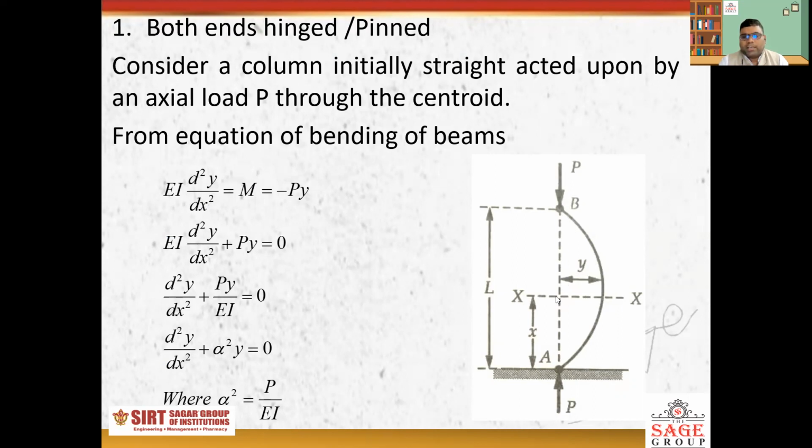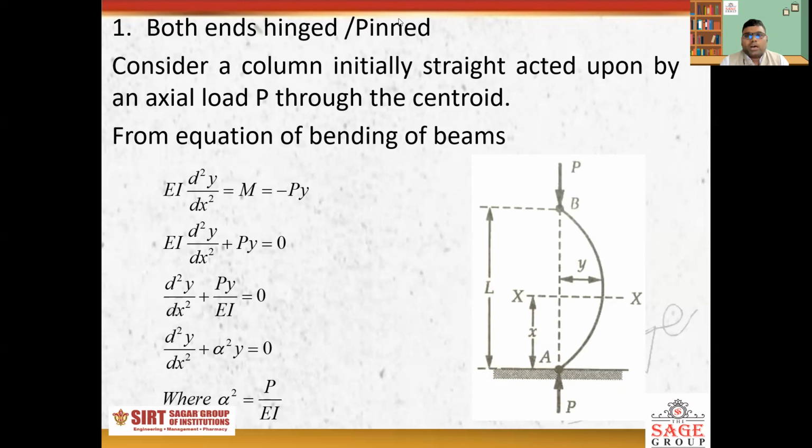The load P is acting, and the maximum displacement we have taken is y. So P into y would be the buckling moment at the section. We can write P into the perpendicular distance, Py. Why have we taken the minus sign here? Because, as we discussed in the previous lecture, if concavity is formed, we take the minus sign. So the new equation is EI d square y by dx square plus Py equals 0. Now we divide the whole equation by EI: d square y upon dx square plus Py upon EI is equal to 0.